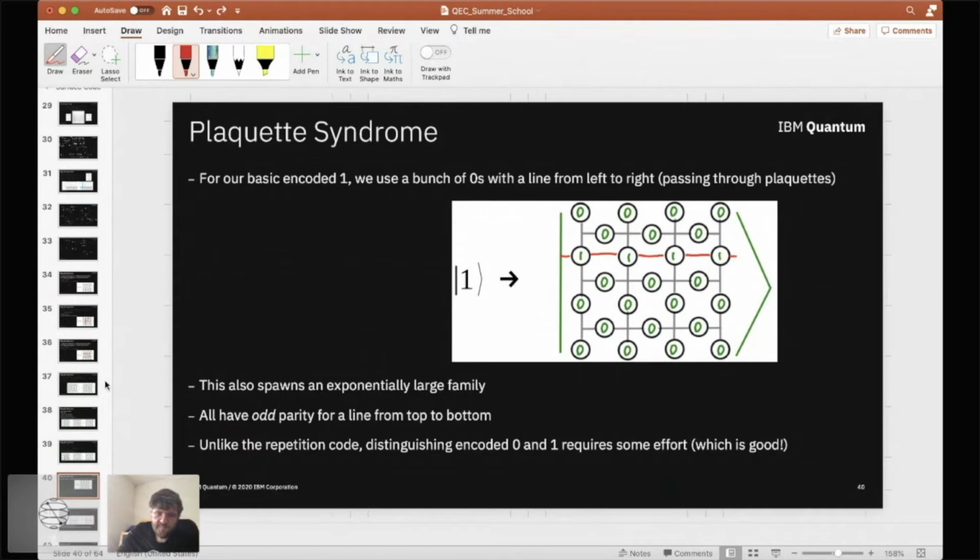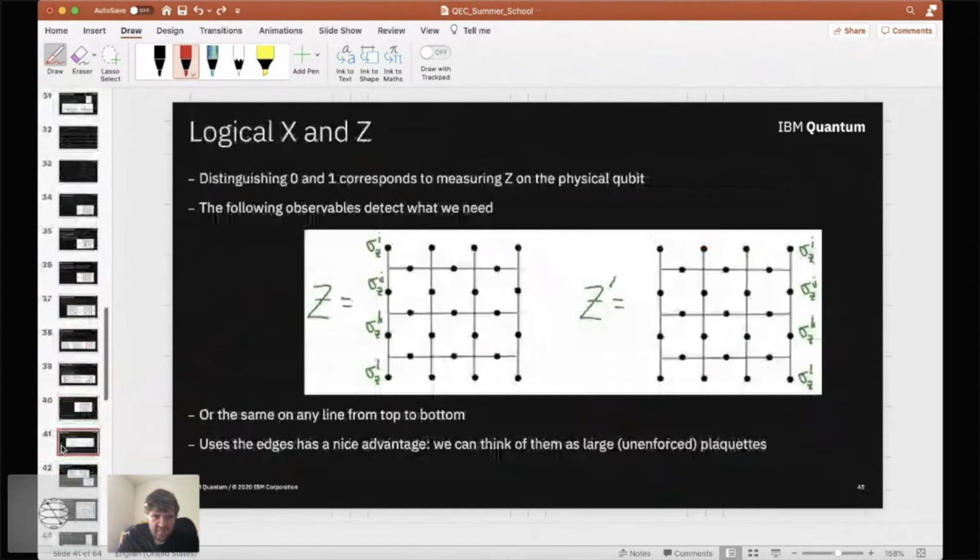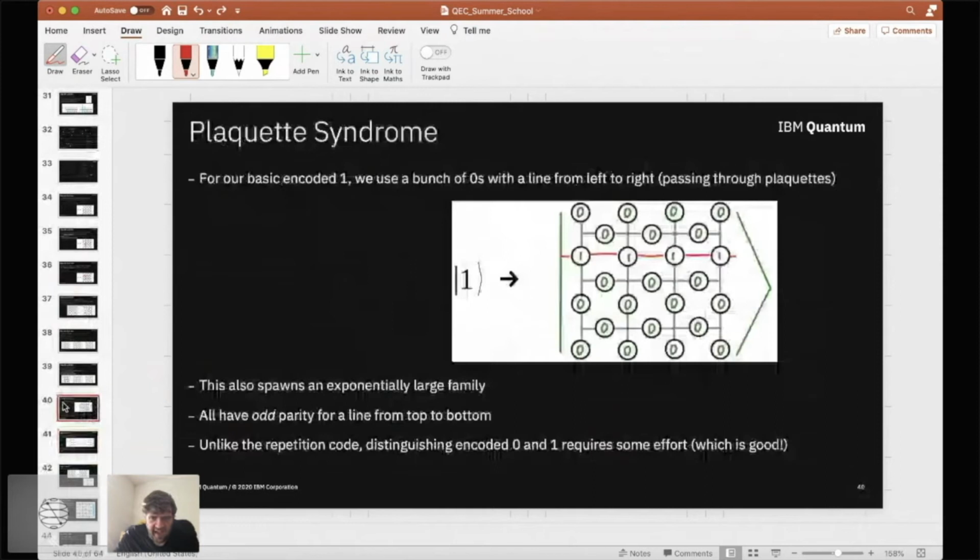This is basically the encoding that we use, and it will be a bit more complicated when we get to the full code, but even when we get to the full surface code, which is all entangled and quantum and all kinds of fanciness, these facts still hold true.